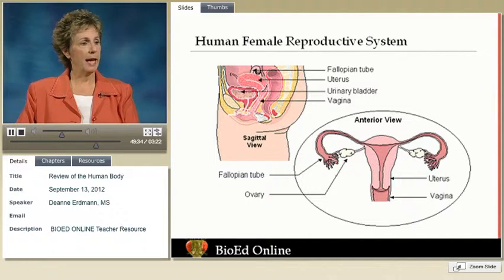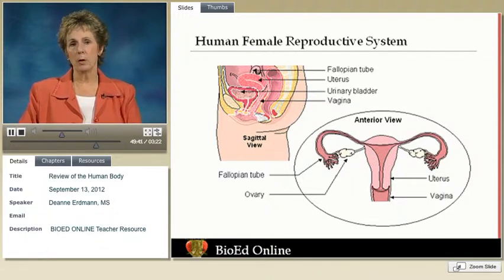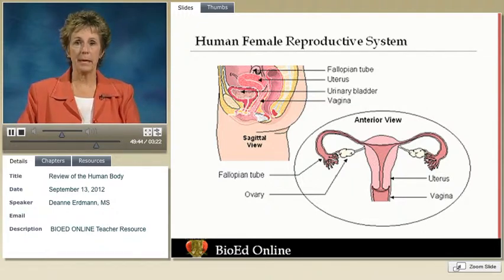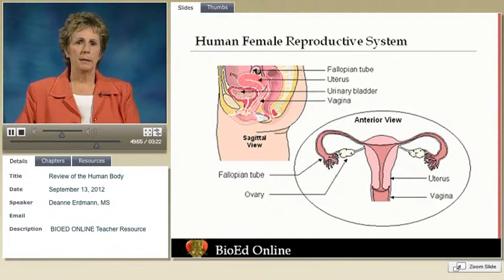As we take a look at her system, the eggs are produced in the ovary. And one difference: when the male is born, the testes don't contain any sperm. They begin producing sperm at puberty, and the hormone testosterone helps to regulate those levels. But when the female is born, she contains all of the eggs that she's ever going to produce. She merely matures and releases one of these each month in a process called ovulation, but she cannot replace these eggs if something happens to them.